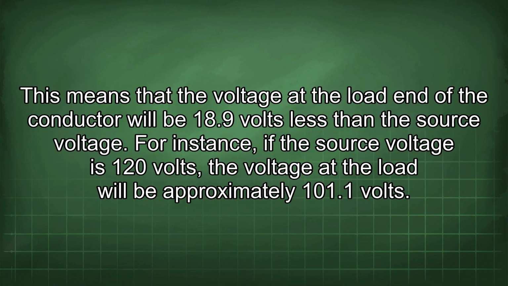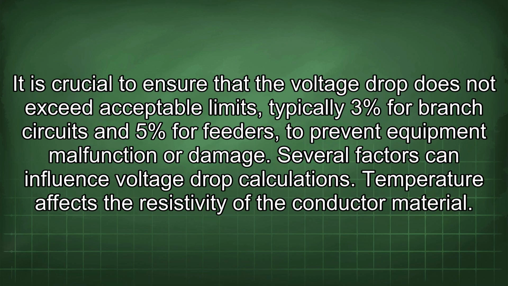This means that the voltage at the load end of the conductor will be 18.9 volts less than the source voltage. For instance, if the source voltage is 120 volts, the voltage at the load will be approximately 101.1 volts. It is crucial to ensure that the voltage drop does not exceed acceptable limits, typically 3% for branch circuits and 5% for feeders, to prevent equipment malfunction or damage.